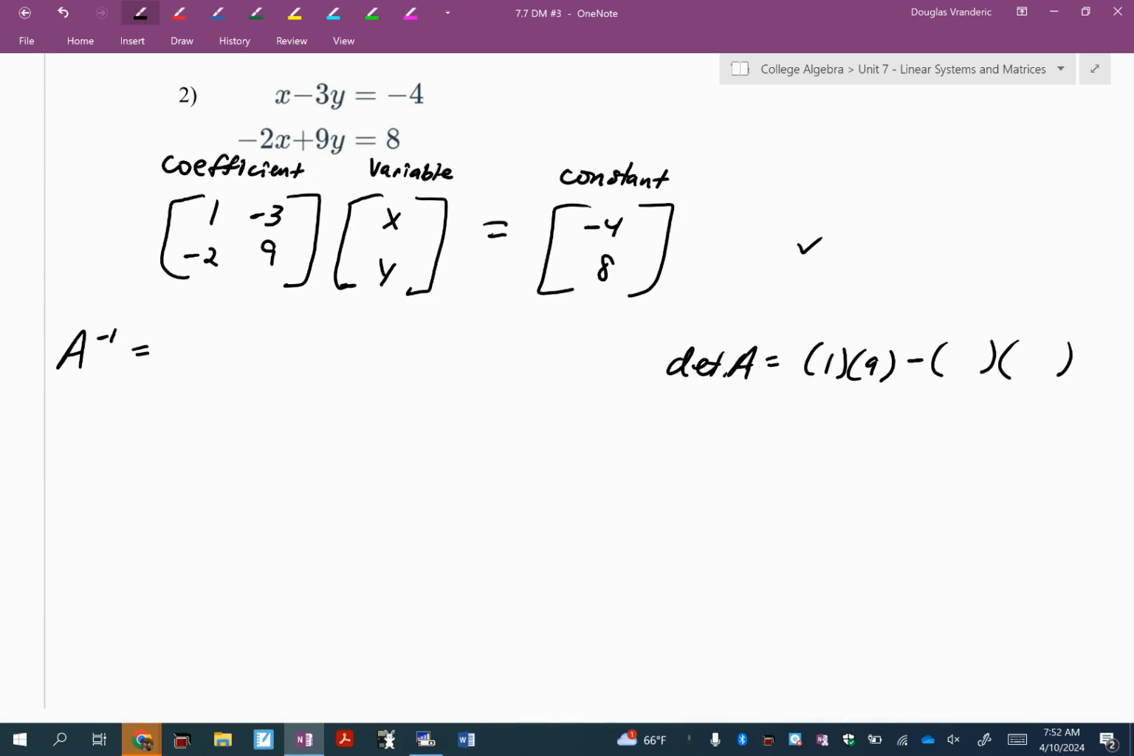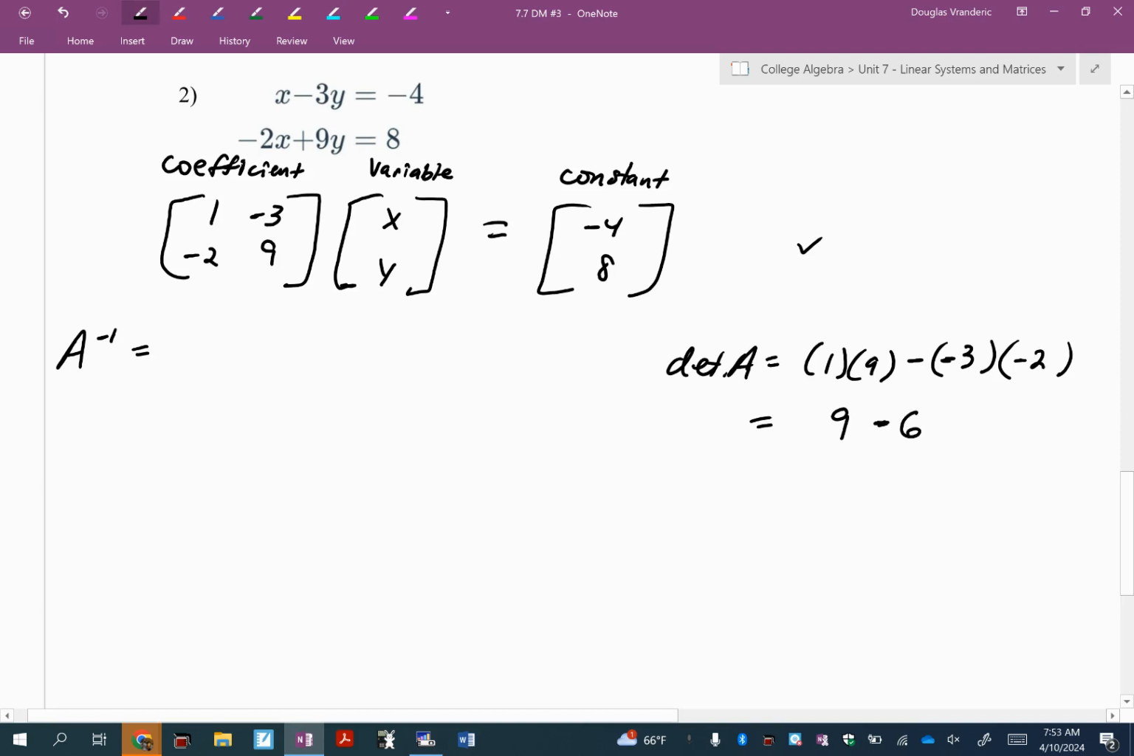And? Very good. Now, do I care, Samantha, if you wrote -2 and -3 as opposed to I wrote -3 and -2? Do I care? No, that doesn't matter. As long as you get the right diagonal first and the right diagonal second, and you subtract, you should be good. All right, so this is going to be 9 minus 6.